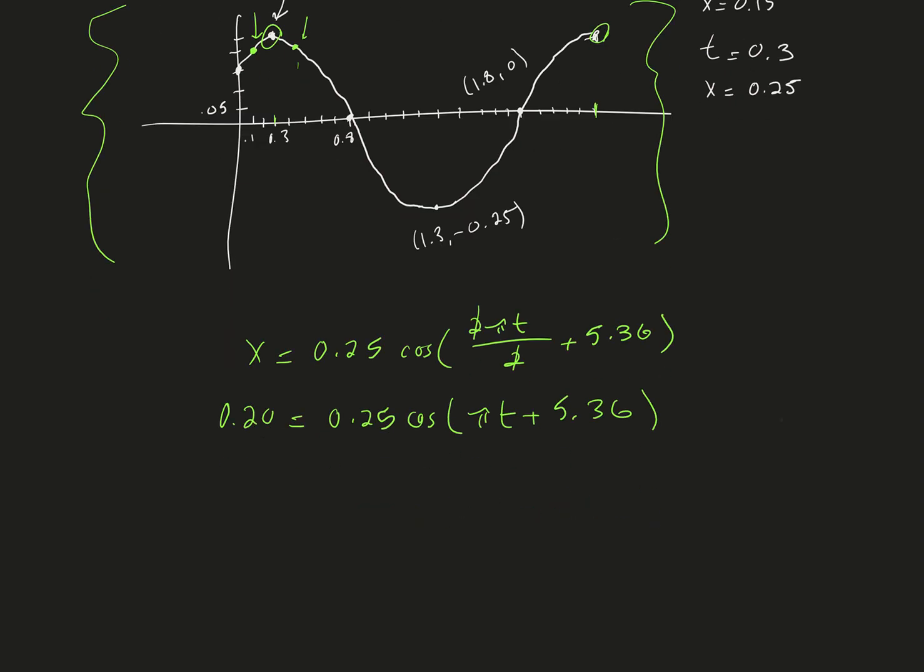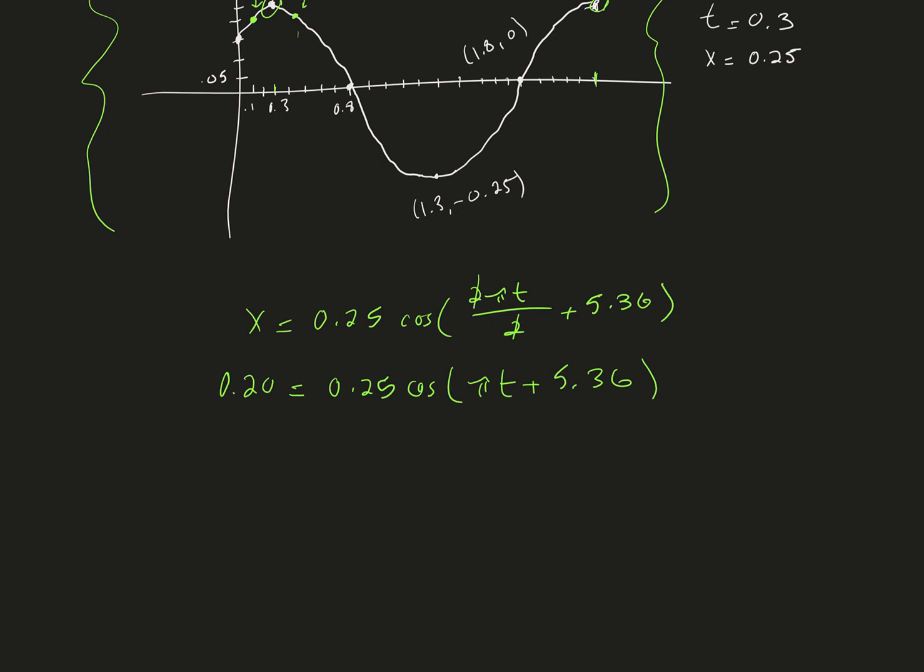I just have to be careful, as always, when I'm solving with my cosine, that I'm considering the possibilities. So as I set this up, I divide it over. Again, I'm going to keep it as a fraction, so 4/5. So if I divide the 0.2 by 0.25, then cosine of pi t plus 5.36. Okay, so I do this, and then I can cosine inverse both sides. When I do that, that cancels that out.